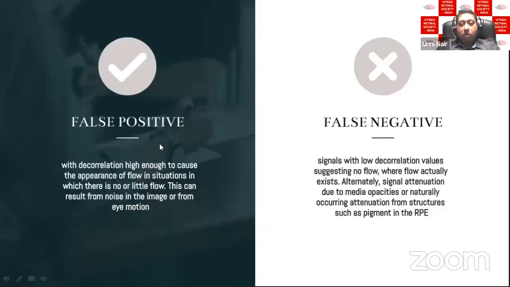Because of all these things, you can sometimes get the presence of flow where there is no flow, which is a false positive, or where there is flow, you may not pick it up due to opacities in the system or attenuation.